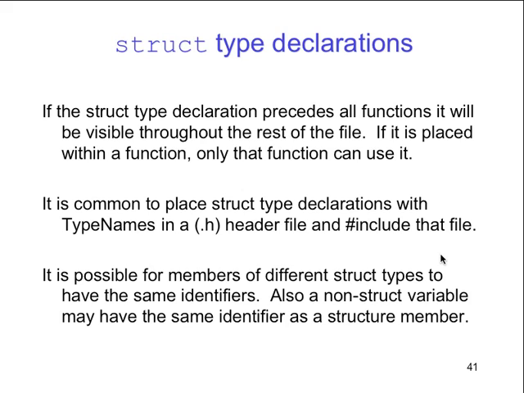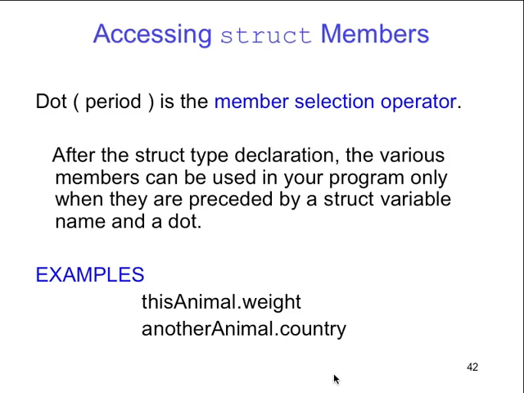You know, one of the data members inside of a class can be a structure. No limit to that. So it gives you a lot more flexibility, a lot more extendability over just using a class. It's possible for members of different structure types to have the same identifiers as well. Also, a non-structure variable may have the same identifier as a structure member. Which means you've encapsulated it inside of the structure, so you can use the same name over again.